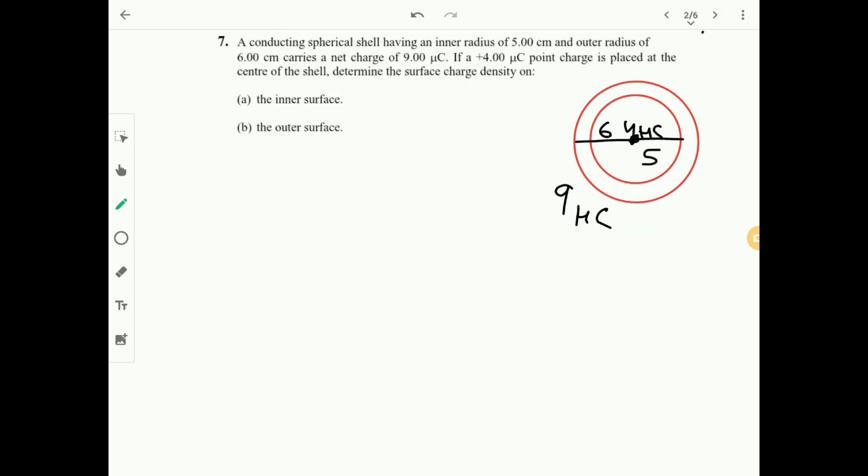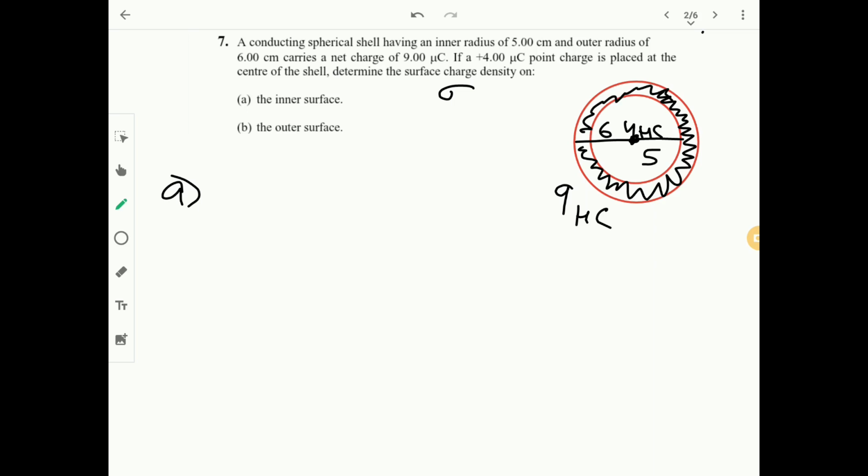A conducting spherical shell again, having an inner radius of 5 centimeters, an outer of 6, carries a net charge of 9 microcoulombs. If a plus 4 microcoulomb point charge is placed at the center of the shell, determine the surface charge density, or sigma. Part A says inner surface, B says outer surface. So what I want you guys to remark on is, this is just a shell, and the solid part of the shell is only the part I'm highlighting in black.